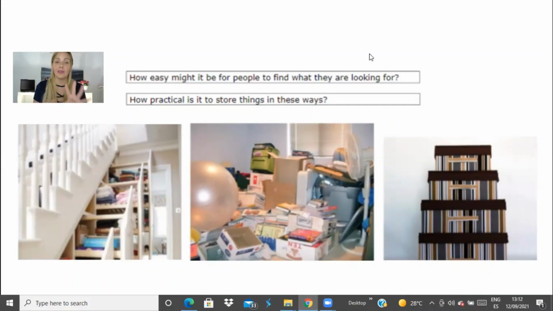So after this, usually in the exam, there are 2 candidates taking the exam together. So one candidate is going to be talking about the photos, and then the examiner is going to ask a follow-up question to the other candidate.